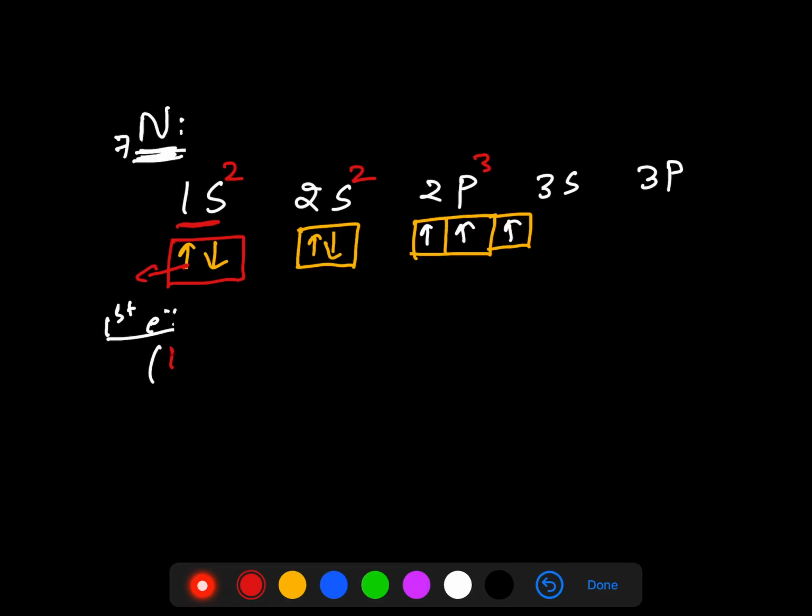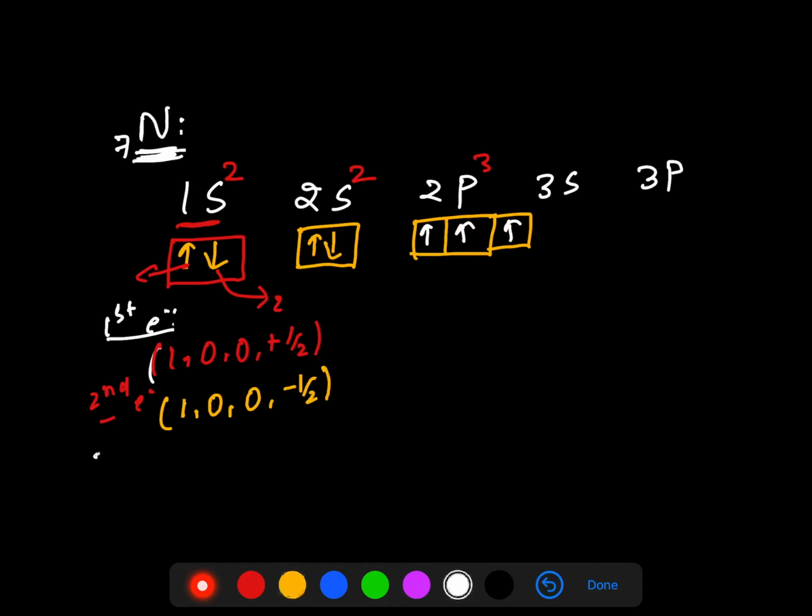It is in the first shell, so the value of n is 1. It is in the s subshell, so the value of L is 0. For s subshell, the value of m is also 0, s orbital. Now, the first electron is with the clockwise spin, that is why the value of s is plus half. For the second electron, the value of n is 1, s subshell, L is 0, s orbital, m is 0, but it is with the opposite spin, so minus half.